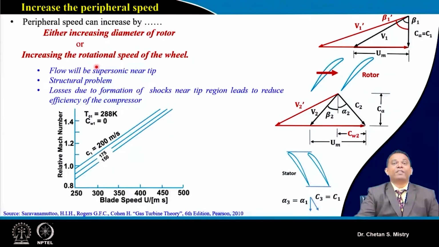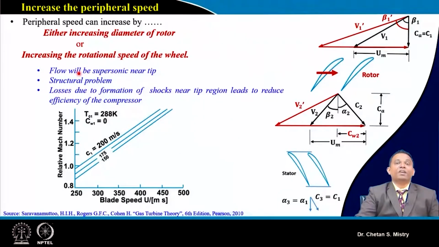When it is going supersonic near the tip region, secondly, we will have a problem related to the structure, because my aerodynamic loading in that particular region is going to be changed. If we consider our blade, which is fixed near the hub and free at the free end near the casing, it acts like a cantilever beam and will be subjected to an aeroelasticity problem.